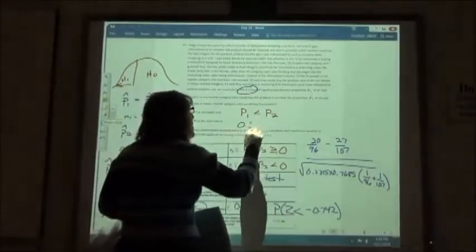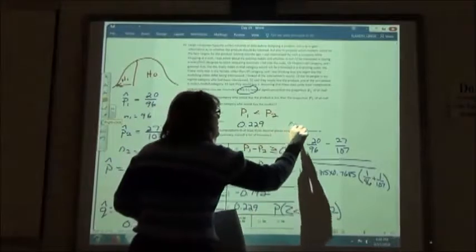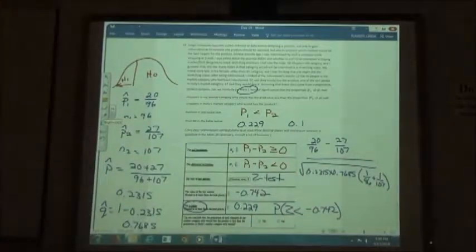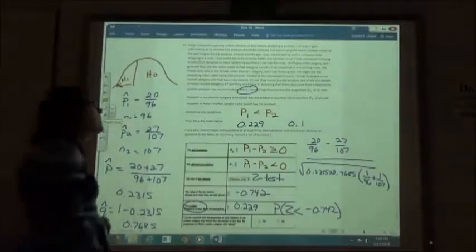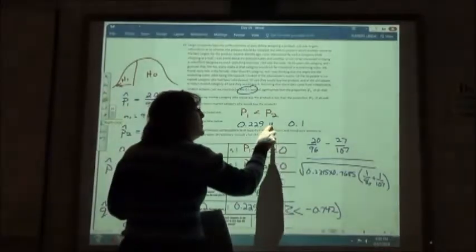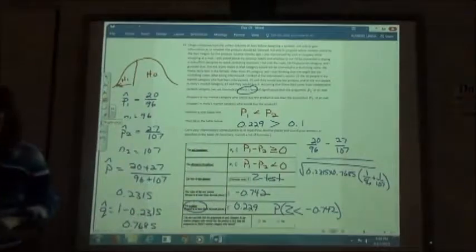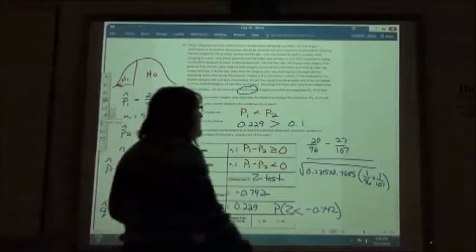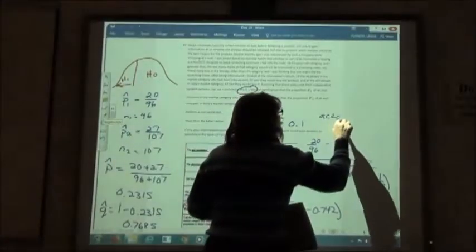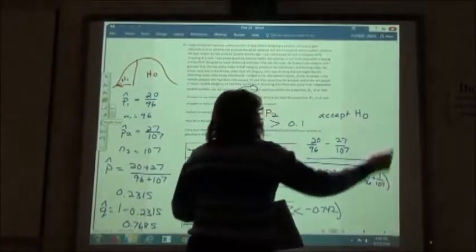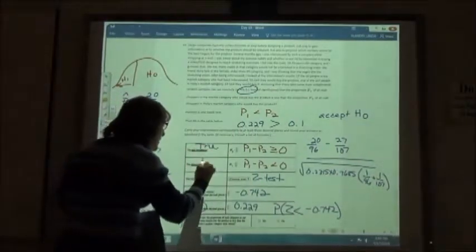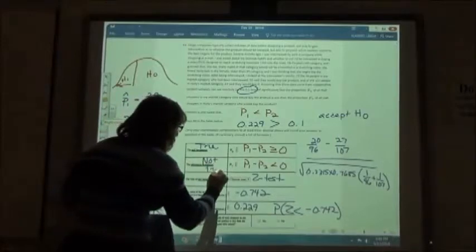So 0.229 compared to 0.1 is greater than. And if my p-value is greater than my critical value, I am going to accept the null. So this one's my true statement. This one would be not true.